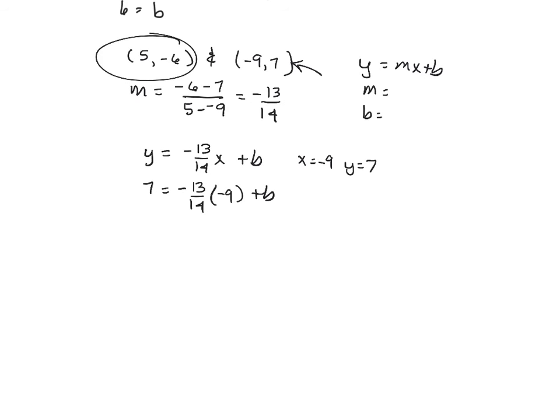And I just go to my calculator here and I'm going to figure out what my negative 13 fraction bar 14ths, get out the denominator, times negative 9 is. And I'm getting a positive 117 over 14 plus b. Now I'm going to subtract this from both sides.